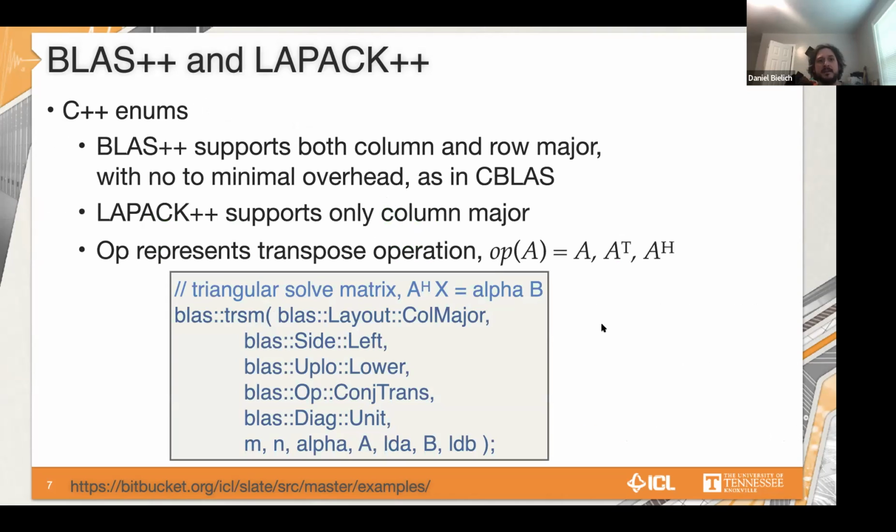Additionally, we've added enums. So instead of the traditional BLAS implementation where you would use L for left, L for lower, or T for trans, we are explicit so the user can see and immediately know what's going on. So we say BLAS side, we want left. BLAS uplo for upper or lower, we want lower. We should also note that SLAPACK++ only supports column major, whereas BLAS++ supports both column and row major with very minimal overhead.